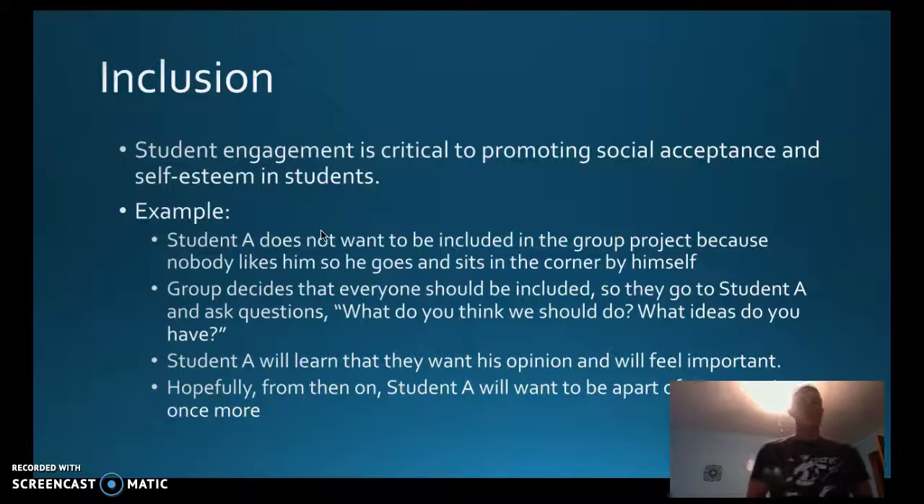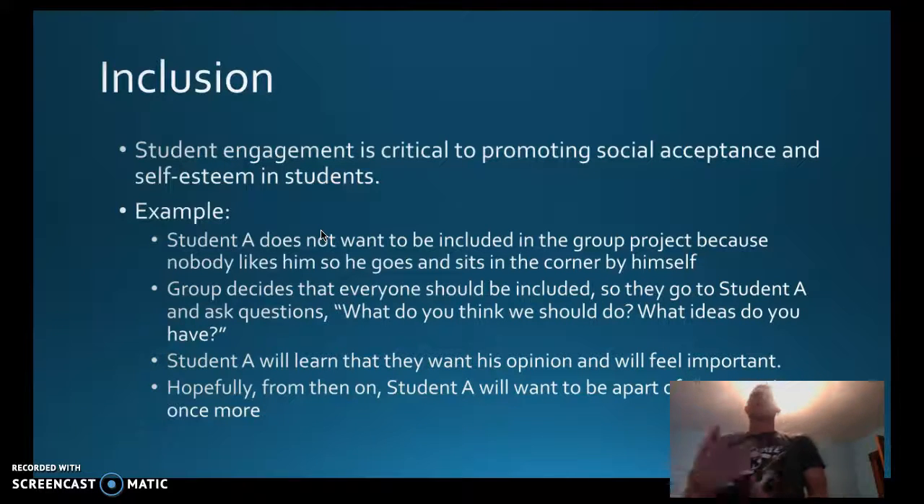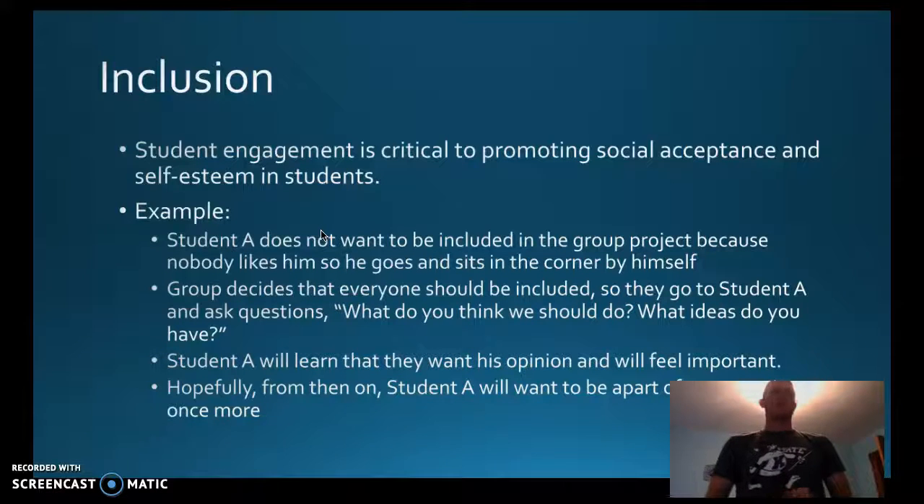For example, having inclusion in the classroom: student A does not want to be included. He doesn't like the group project. He thinks that nobody will like his ideas, nobody will listen to him, and so he's just going to go and sit in the corner by himself and pout and not want to do the project.